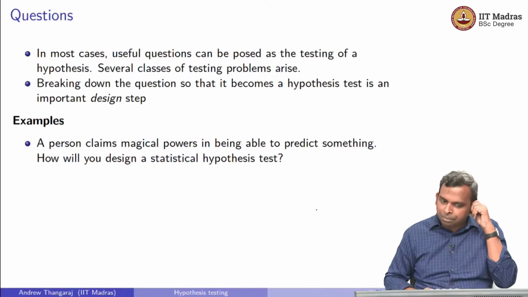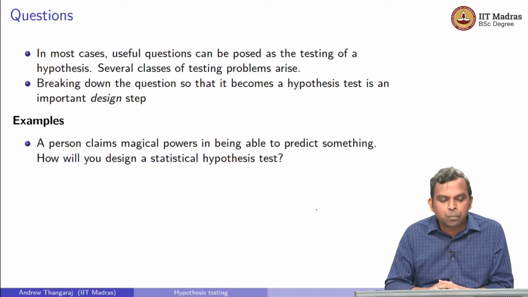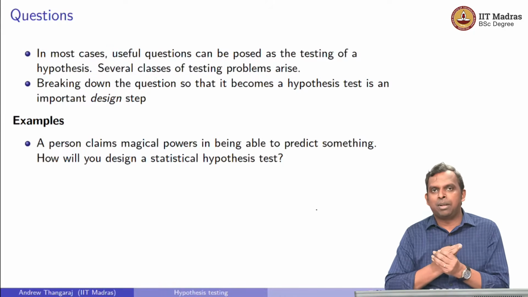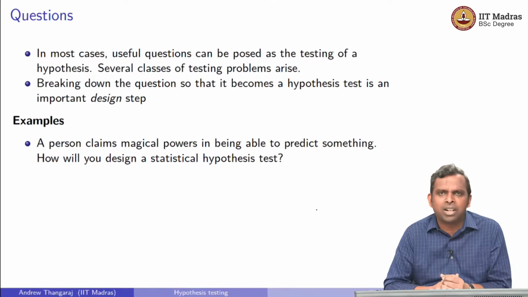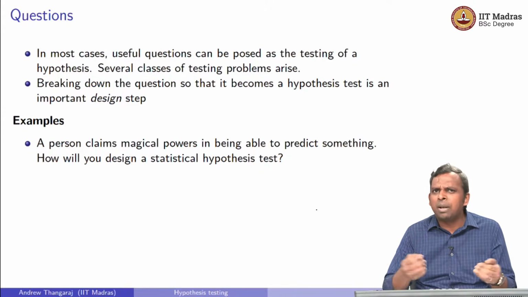Here's an example. I'll deal with some 3 or 4 specific examples and ask you to think about it. Suppose there's a person who claims magical powers in being able to predict something. In India, it's very common, right? People claim this a lot. They claim I have this power, that power, and a lot of people go behind that also.